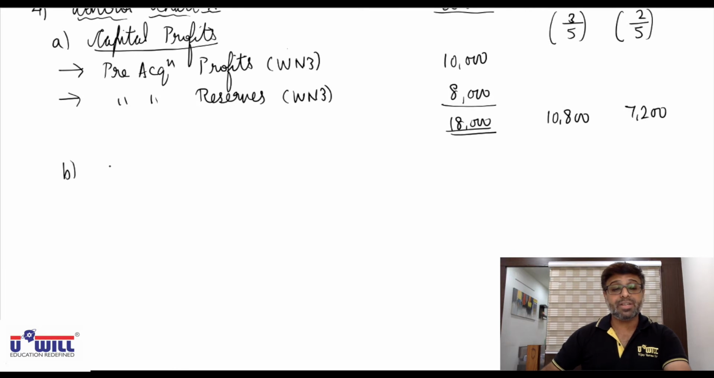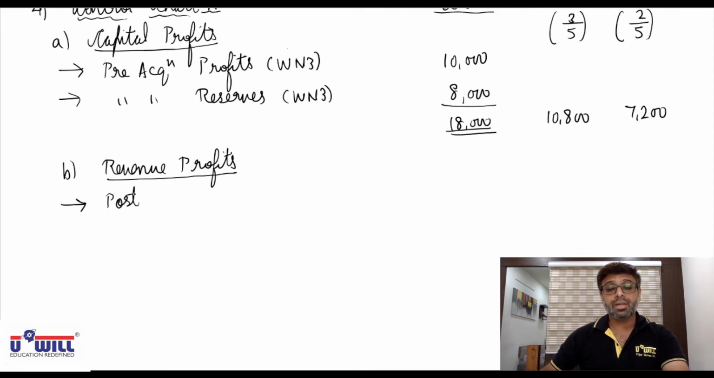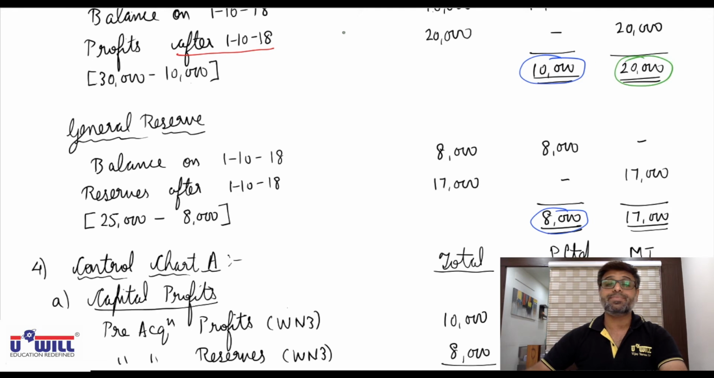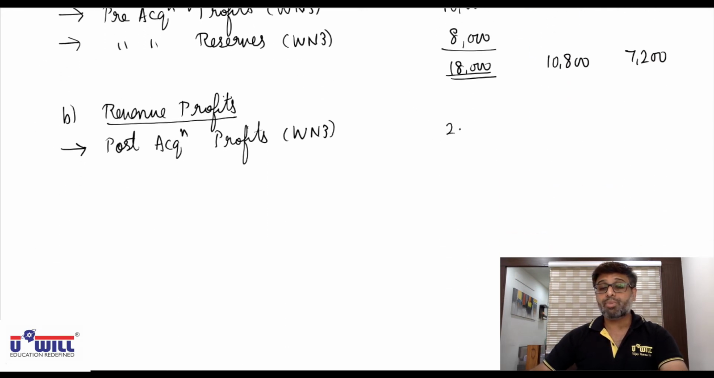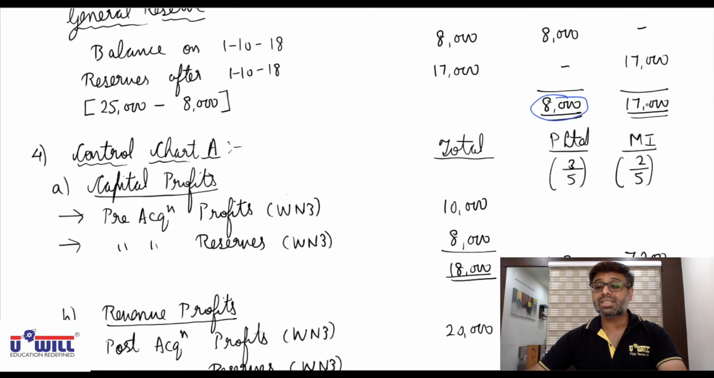Then B, revenue profits. Okay, B would be revenue profits. That will include post acquisition profits that we get from working note 3 again. See what are post acquisition profits? 20,000. Then post acquisition reserves. That also we get from working note 3. What are post acquisition reserves? We got 17,000.